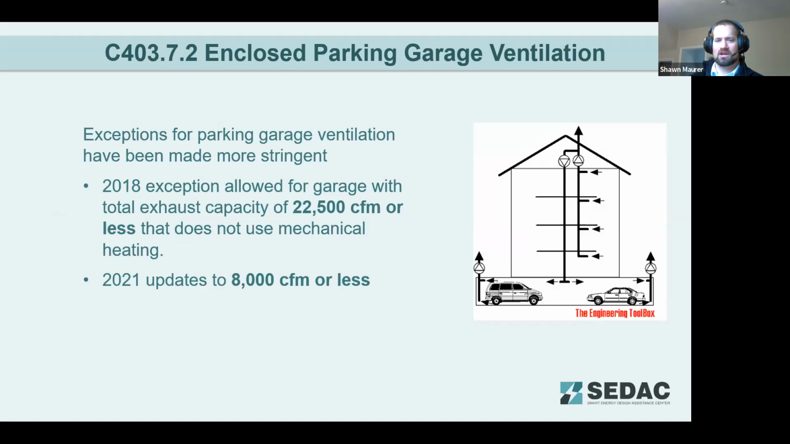Looking at enclosed parking garage ventilation, again, the language is mostly the same with some slight tweaks to the stringency of the measures. In the 2018 IECC, garage ventilation could be accepted if the total exhaust capacity was 22,500 CFM or less and did not use mechanical heating in those spaces. In the 2021 IECC, that's been updated to 8,000 CFM, so again significantly more stringent on that airflow target. That also has to be spaces that are not using mechanical heating. If there's mechanical heating in that garage or applying energy to that space, then you still need some kind of DCV for that garage ventilation system.